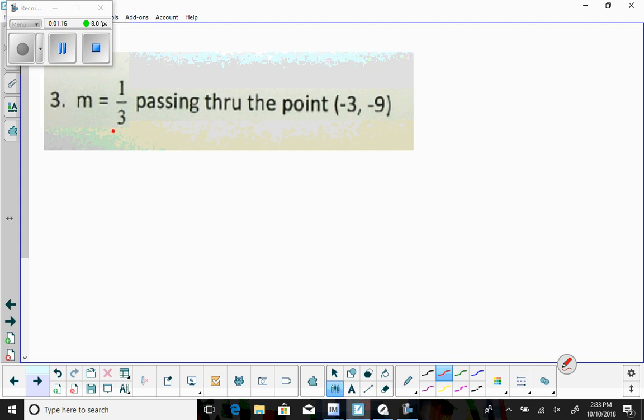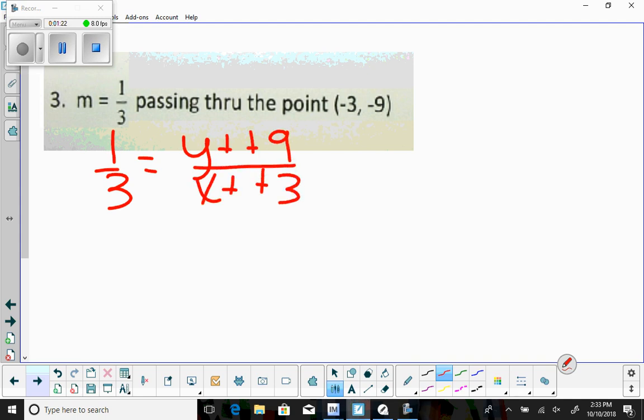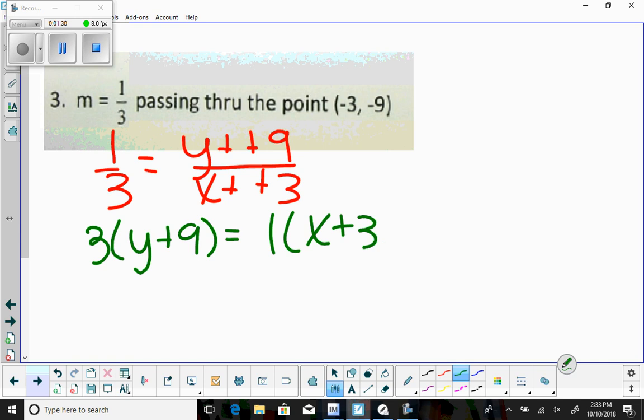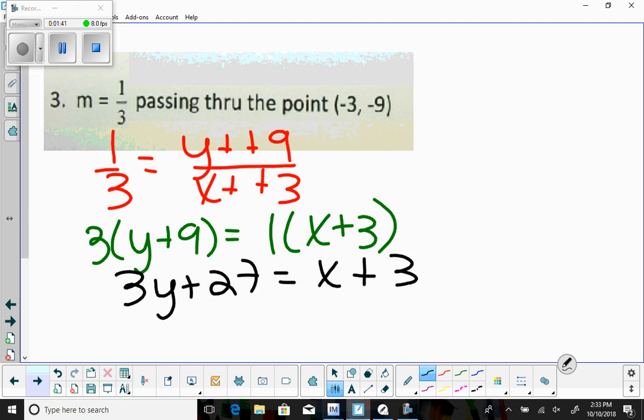Okay, we're going to start with 1/3, y minus -9, and x minus -3. Okay, and again, cross multiplying here, so it's going to be 3 times y plus 9 and 1 times x plus 3. Again, use your distributive property. It's going to give me 3y plus 27 and 1x plus 3.